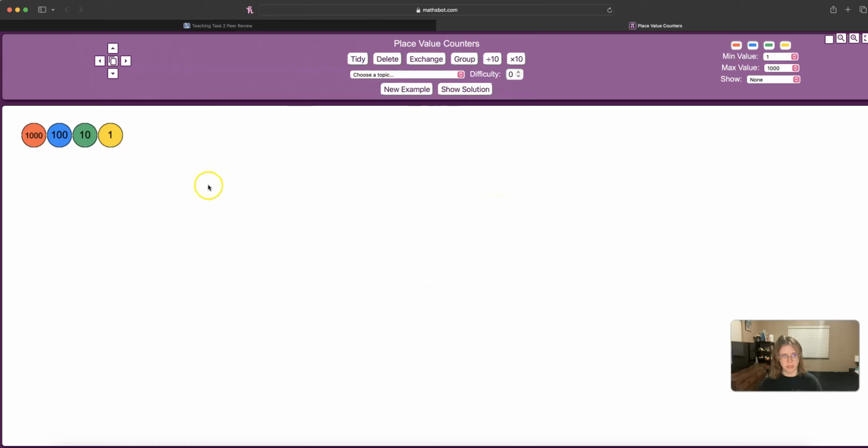We are going to represent a number first to practice our representation skills. So we're going to do 352. So 1, 2, 3, 4, 5. So 352. We have 3 100s, 5 10s, and 2 1s.